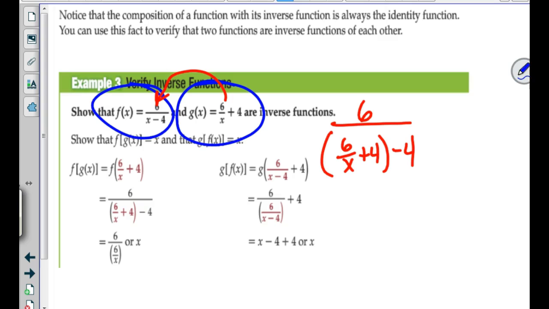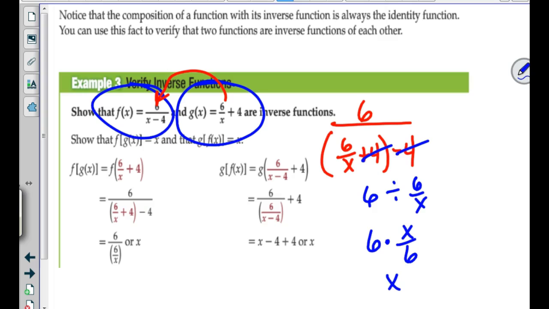Nobody? This is not multiply, so those parentheses aren't really necessary. So plus 4 minus 4 would go away. Then you would have 6 being divided by 6 over x. How do you fix that? Multiply by this, and what happens?